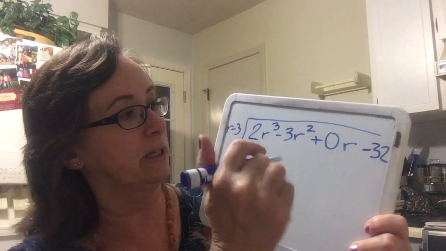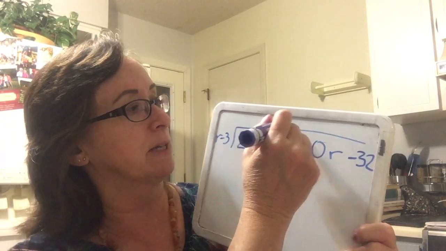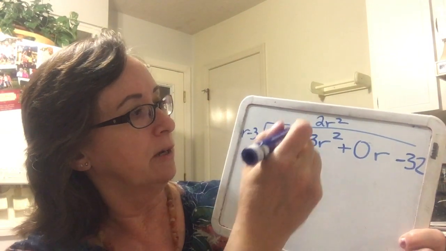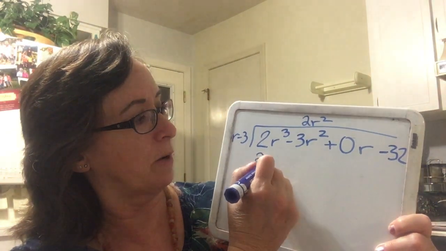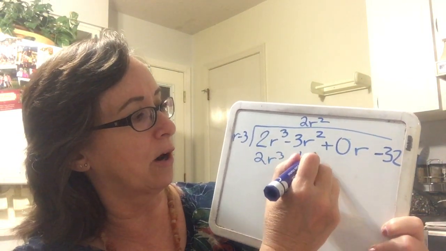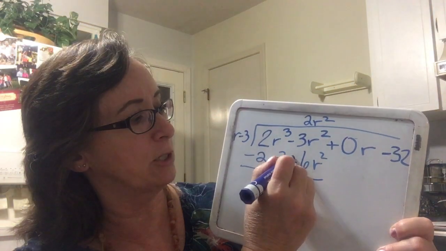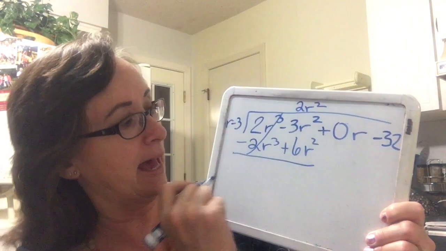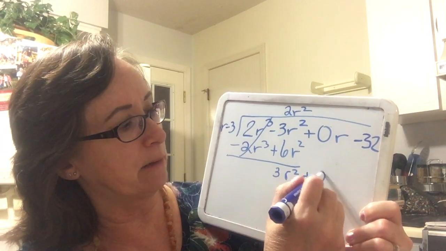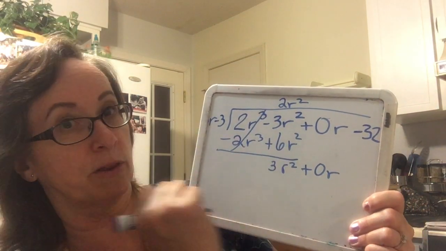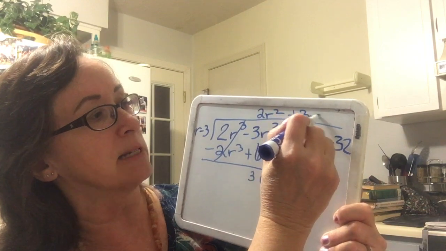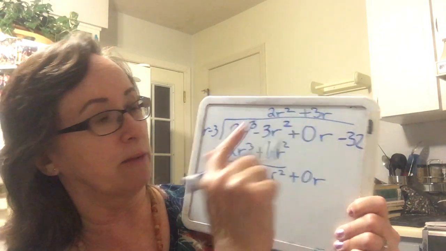R goes into 2r cubed, r squared, 2r squared times, so 2r squared goes above the r squareds. 2r squared times r is 2r cubed. 2r squared times negative 3 is negative 6r squared. I'm subtracting, so I change both signs and add. And then I get a 3r squared plus a 0r. R goes into 3r squared, 3r times.